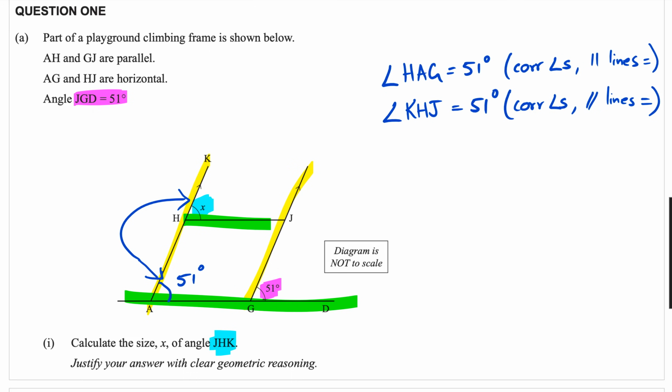So grades wise, one correct angle or one step shown gets you an achieved. A correct angle found with at least one valid reason, so you've got to actually get that reasoning correct, gets you a merit grade. Okay, so that's question 1A. Let's go to the next part of this question.